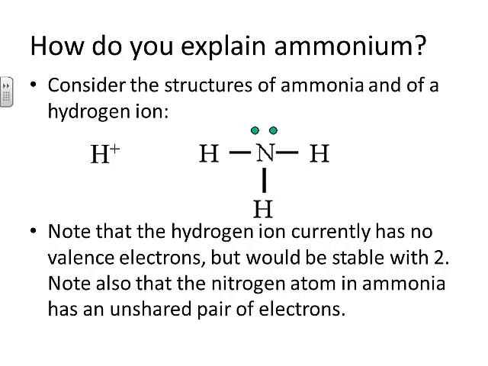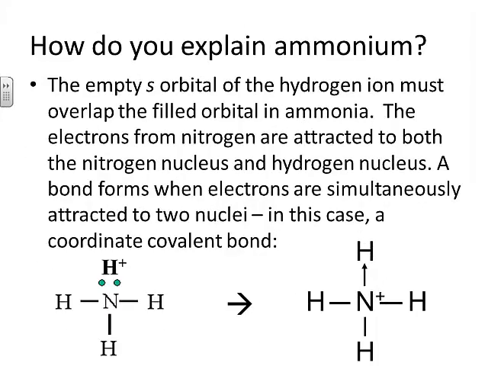And that hydrogen ion would be stable if it had two valence electrons to call its own. So it's going to go over and sit next to that unshared pair. When it does so, the empty s orbital can overlap the filled orbital in ammonia. That means that unshared pair is going to be sandwiched in between the two nuclei, the nucleus of nitrogen in the ammonia molecule and the nucleus of hydrogen in the hydrogen ion. So those electrons are going to be attracted to both of those nuclei. A bond forms when electrons are simultaneously attracted to two nuclei like this. In this case, it would be a coordinate covalent bond.